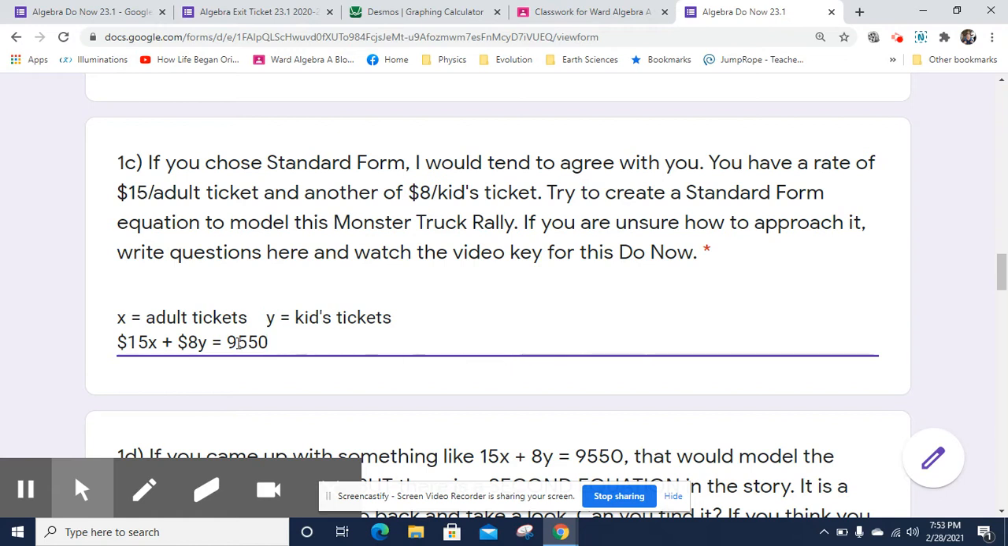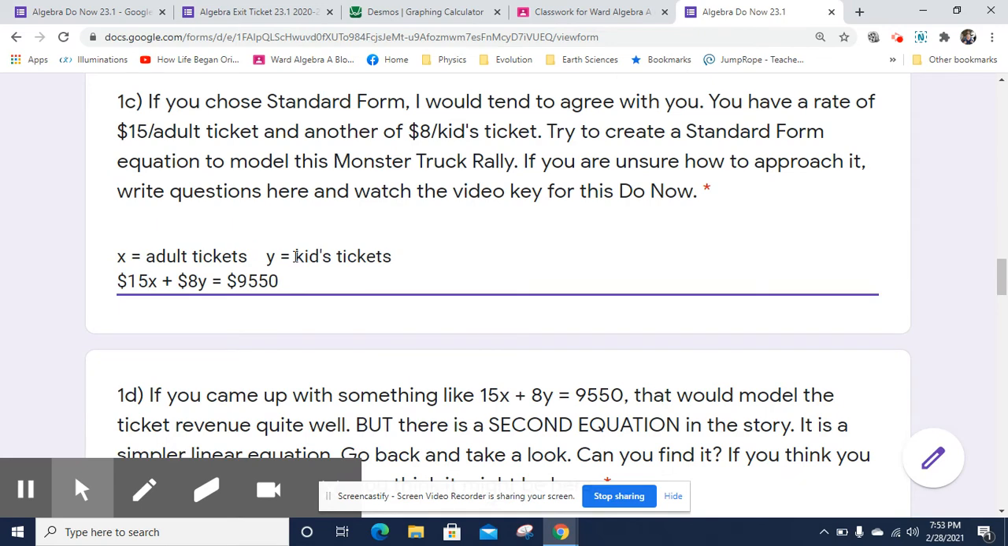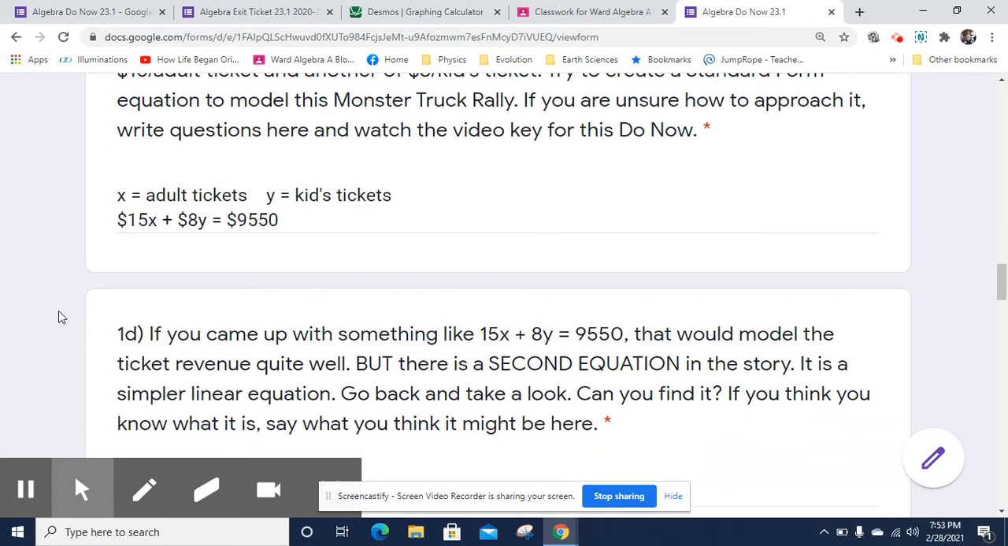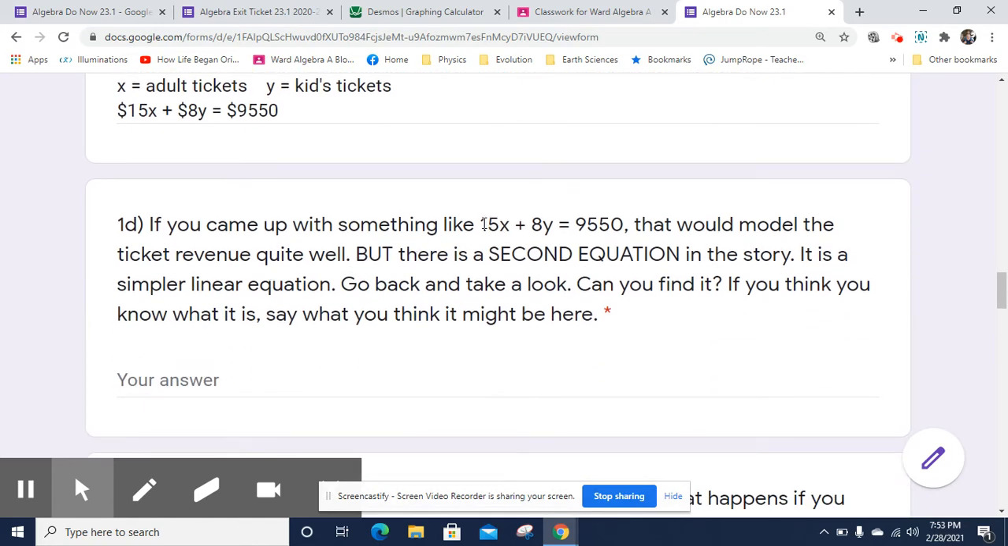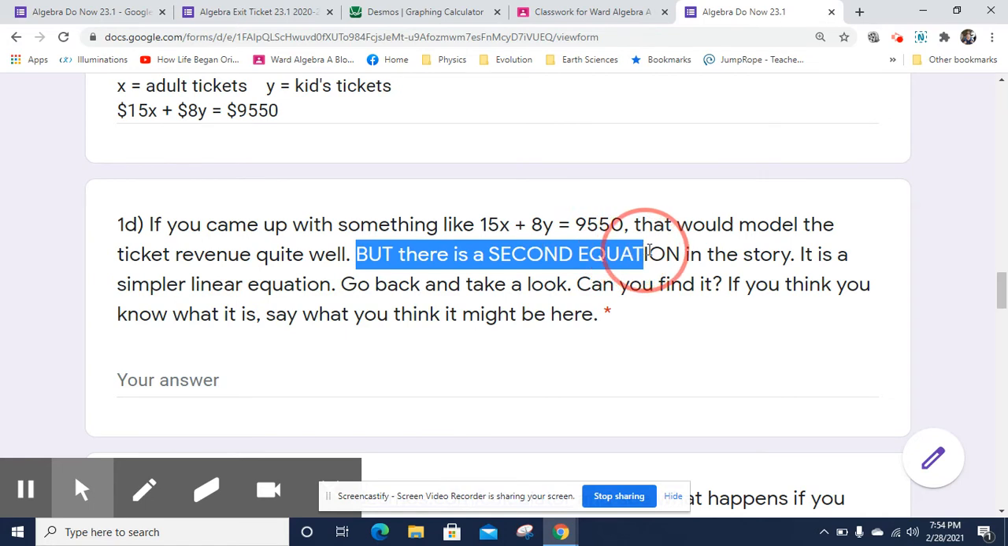So 15x plus 8y equals $9,550. It started off with these two rates and this total amount of money. The unknowns are the number of kids tickets, which is Y, and the number of adult tickets, which is X, which is what makes them the variables. If you came up with something like 15x plus 8y equals 9,550, that would model this situation quite well. But there is a second equation in this story. It's a very simple linear equation.